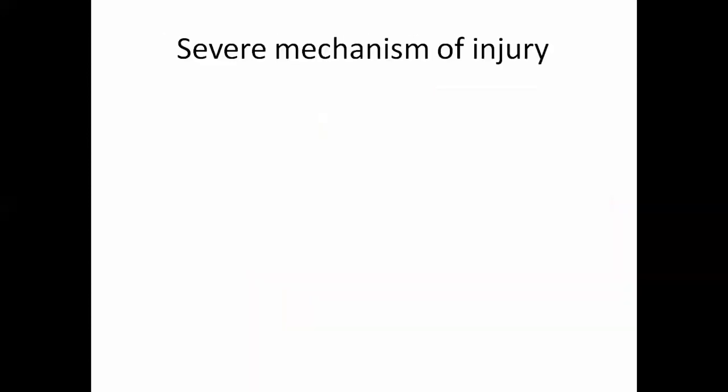What is severe mechanism of injury? When you expect the mechanism of injury is severe, unequal pupils is a very late sign. Definitely you have to go for CT. I'm talking about CT before that. Definitely any child with GCS less than 13, you need to go for CT. So what is severe mechanism of injury?